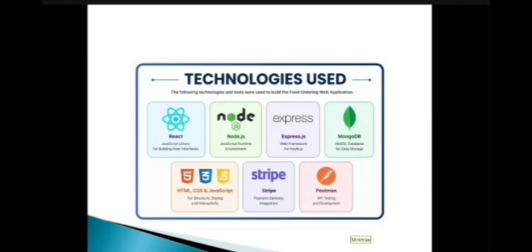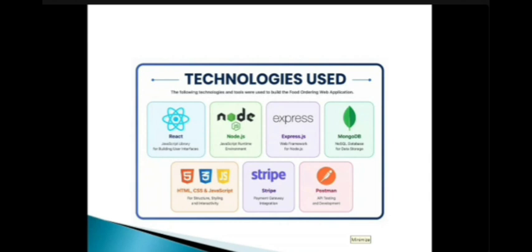Next, Node.js runtime. It is used as the runtime environment to execute JavaScript on the server side. It handles multiple requests efficiently using asynchronous processing. This improves performance and scalability. Next, Express.js, it is used as the backend framework. It is responsible for creating APIs and handling server logic. It acts as a bridge between the front end and the database.